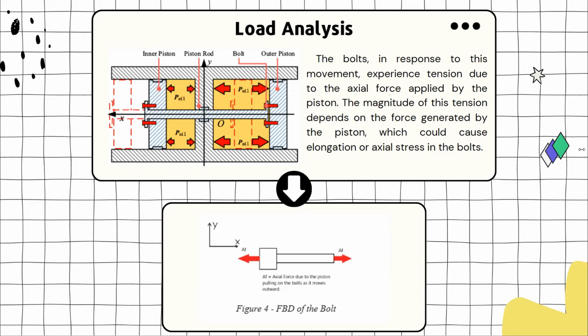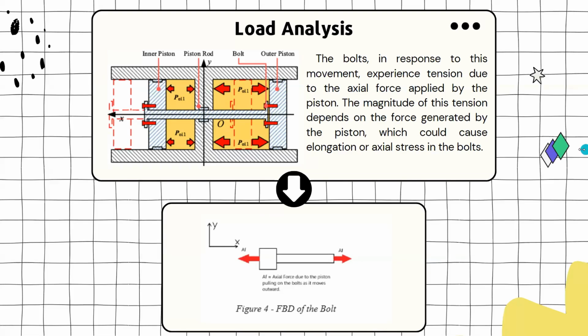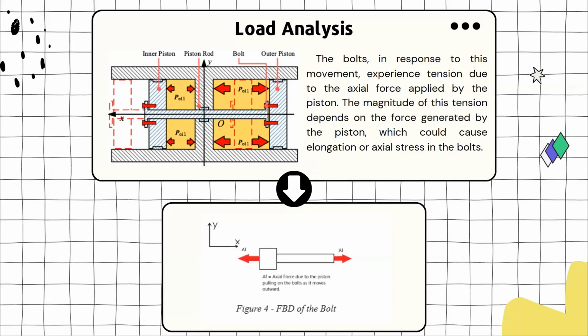So we're going to make the FBD of the bolt. In the bolt, we have axial force due to the piston pulling on the bolt as it moves outward, and the bolts bear the tensile load from the piston's outward movement, making them susceptible to failure if the force exceeds their capacity.